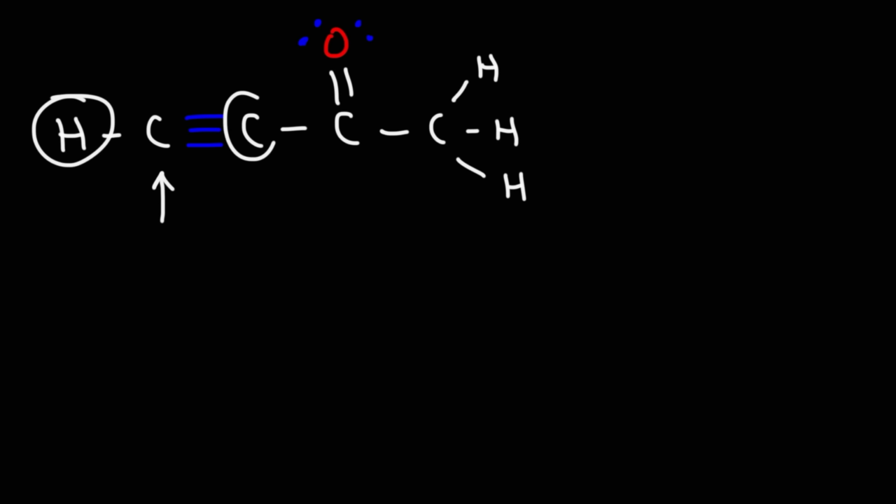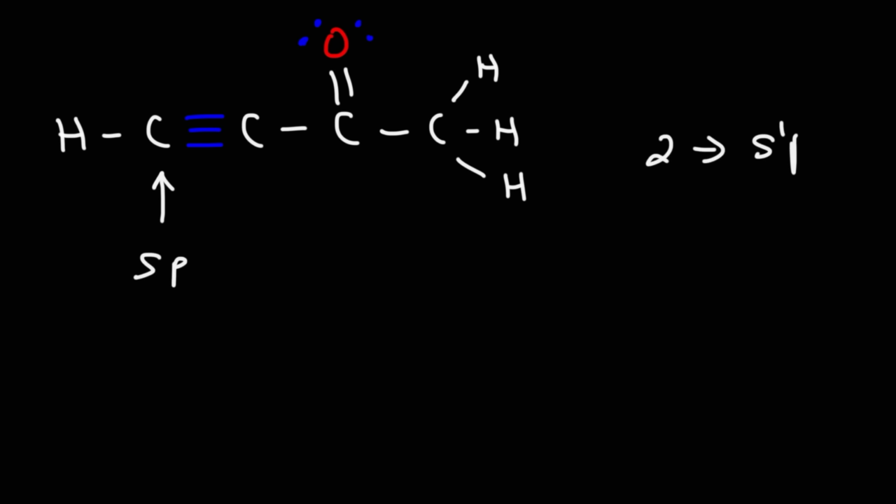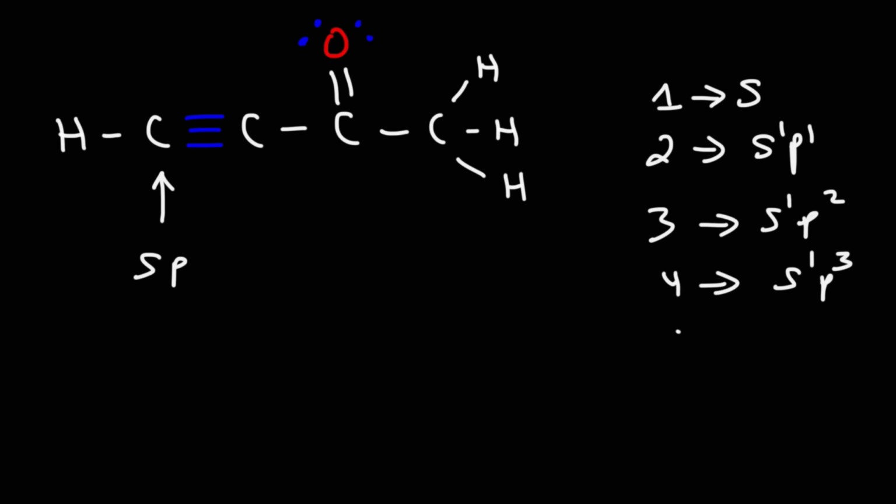So it's 1, 2. We would count this whole thing as one group, even though there's a triple bond here. So that carbon has a steric number of 2. It's attached to 2 groups. So it's going to be sp hybridized. If the steric number is 2, it's s1p1. 1 plus 1 adds up to 2. If the steric number is 1, typically that's just s. If it's 3, it's going to be sp2, 4, sp3. 1 plus 3 adds to 4.